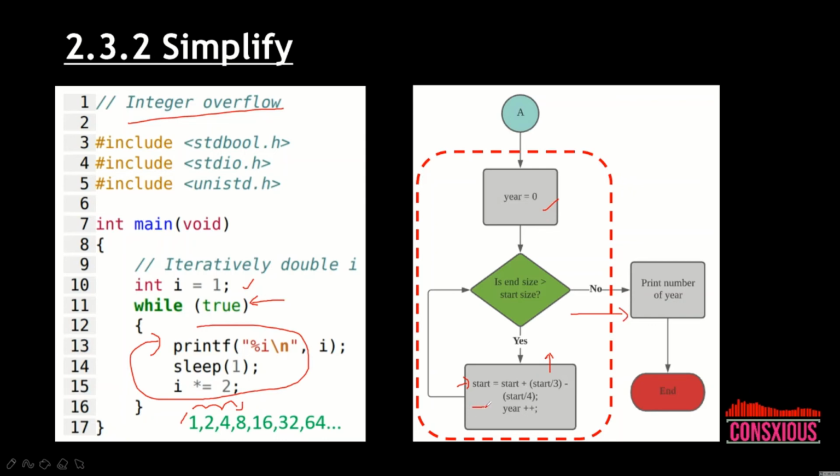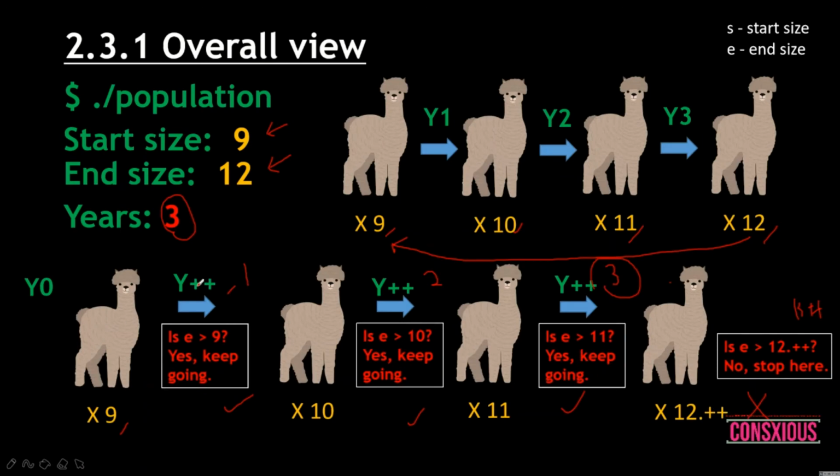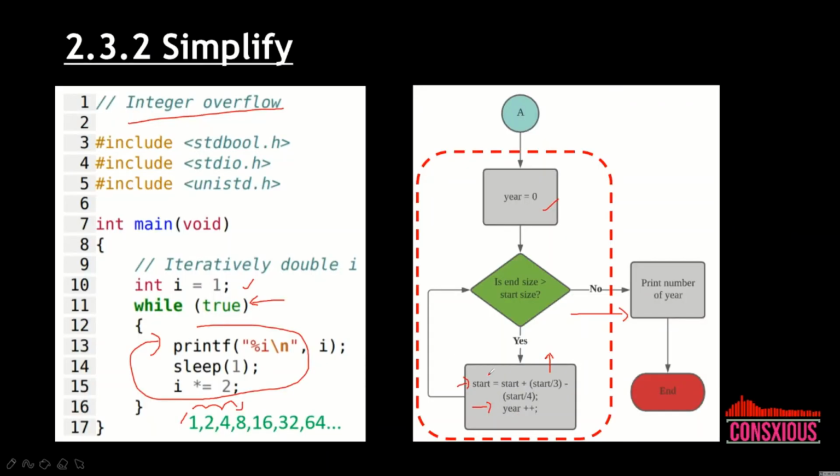Another thing, we have to add this y plus plus into here. So basically we have two things going on here after these conditions. We will add the start into this formula and the y plus plus. So for example, the start size is 9 and the end size is 12.